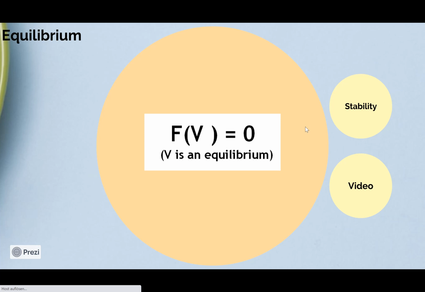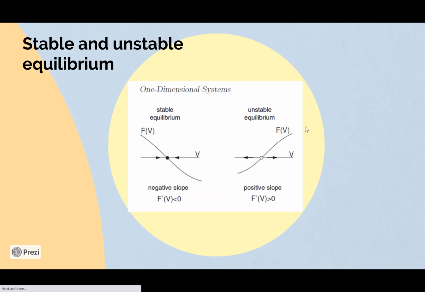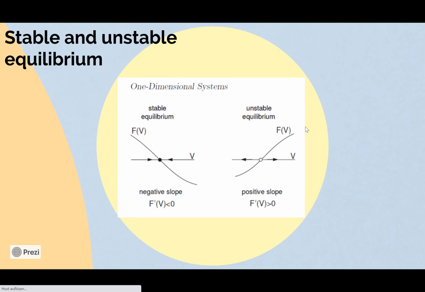How the system behaves in a special state V is determined by the stability of an equilibrium, which is determined by the sign of the function around it. The sign of the slope, f'(V) greater than 0 or f'(V) smaller than 0, determines the stability of an equilibrium. We first calculate the first derivative of f(V) to get the slope.